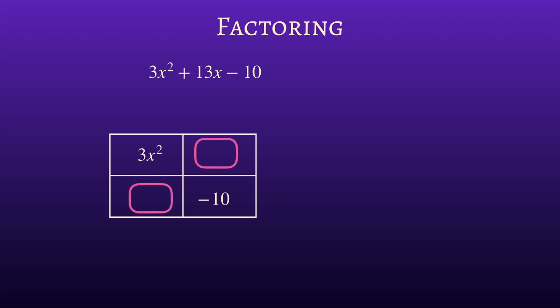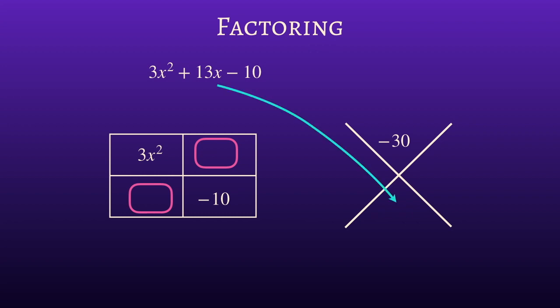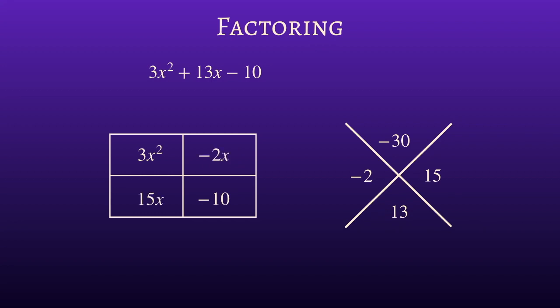To fill in the other two boxes, we're going to make use of the x-factor puzzle. The top part of this puzzle will be the product of the coefficient of x squared and the constant. The bottom part is simply the coefficient of x. Once we solve this puzzle, these two side numbers will become the missing terms in the area model.